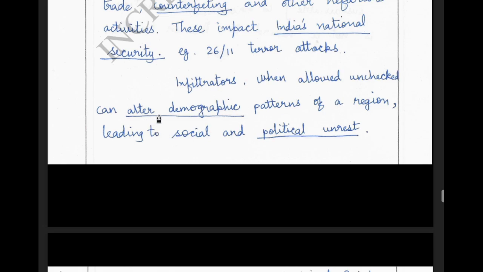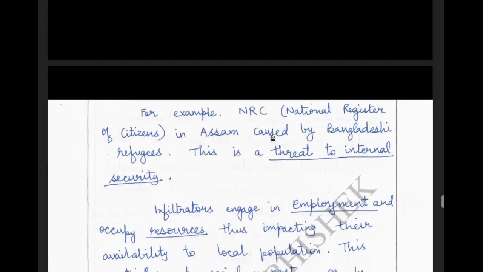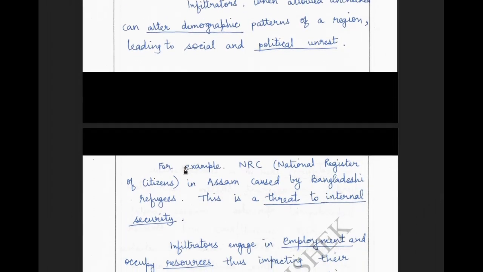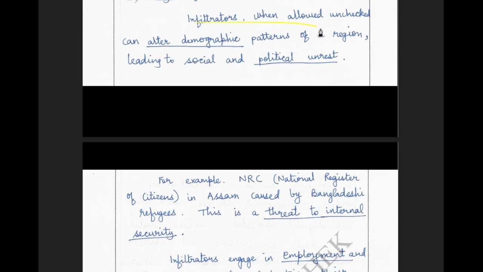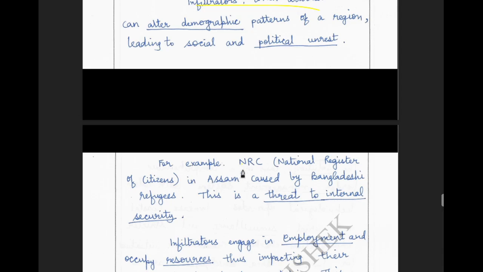Infiltrators, when allowed unchecked, can alter demographic patterns leading to social and political unrest. For example, NRC in Assam caused by Bangladeshi. This is a threat to internal security. It's 10:30. Now you see, in this paragraph, infiltrators allowed, okay, with political unrest, and he gave a very good example of NRC in Assam.